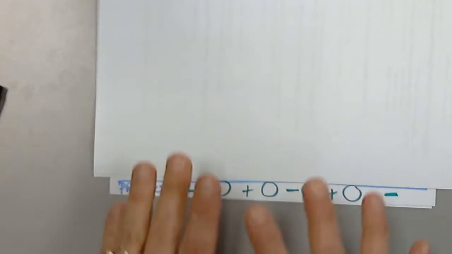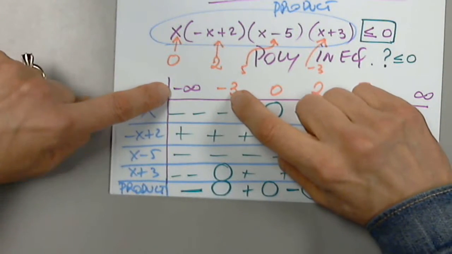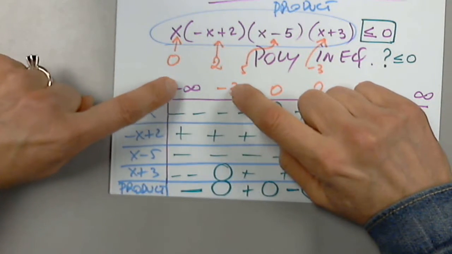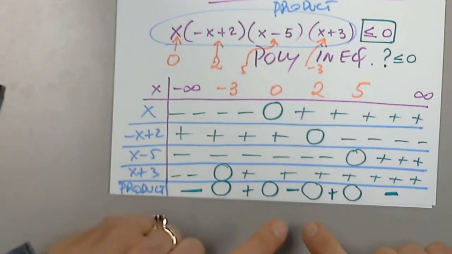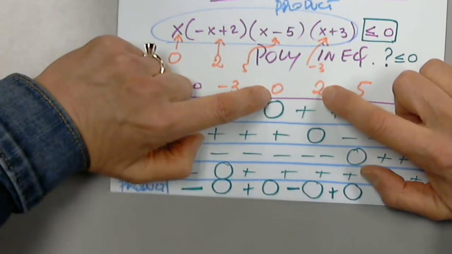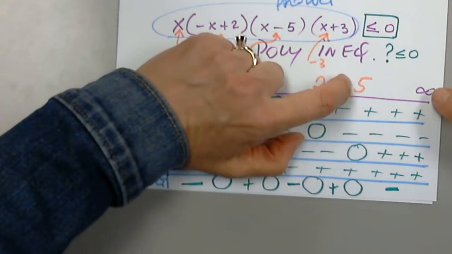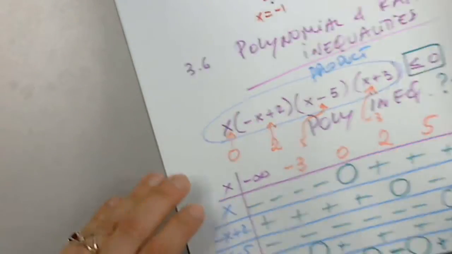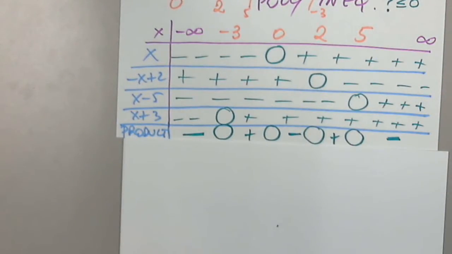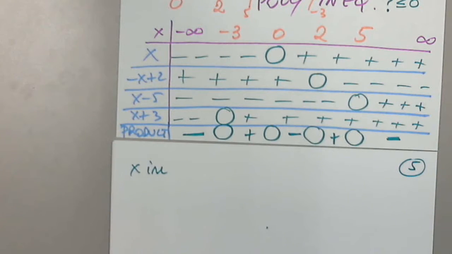But now I have to match it with x, because I want x. So it's negative here for which x? Between and negative 3. It's also negative for this interval. For which x? Very good. And it's also negative here for which x? That's it. And that's the answer. How do I write it? x in the interval where the product is negative.